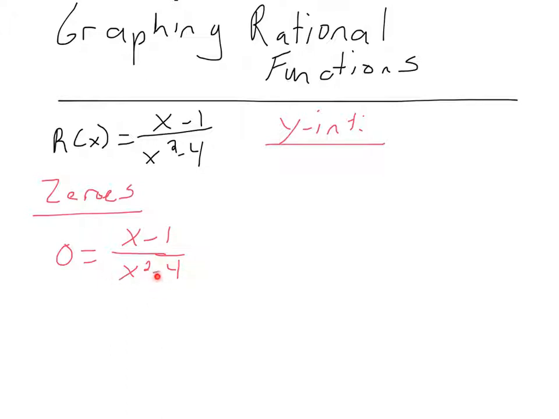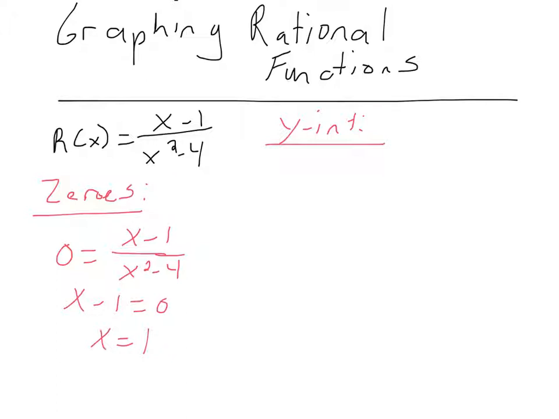If the top equals 0, the denominator, no matter what, there's nothing the denominator can be that is going to make the fraction equal to 0. Because if the denominator is equal to 0, we're dividing by 0. What's wrong with that? It's undefined, and that's where our vertical asymptotes end up being. But when the numerator is 0, that's where our x-intercepts are. So for this to be true, x minus 1 has to equal 0, and therefore x equals 1. So for the zeros, we're always looking at the numerator of the rational function to find our x-intercepts.